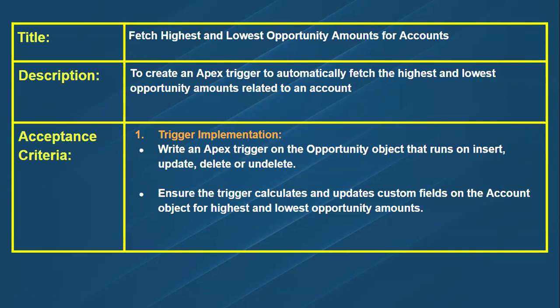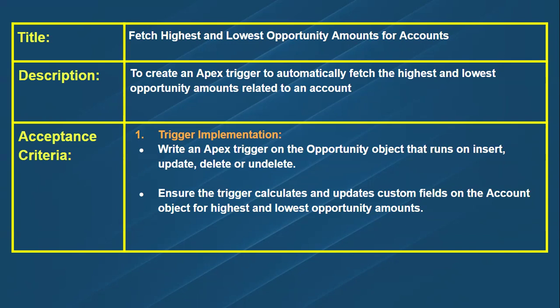So how are we going to implement this use case? Let's see step by step. The acceptance criteria is to write a trigger on the opportunity object that executes on insert, update, delete, or undelete. So our use case is that during record creation, updation, deletion, or undeletion time, we need to calculate the highest and lowest opportunity amounts and map them to the parent record.